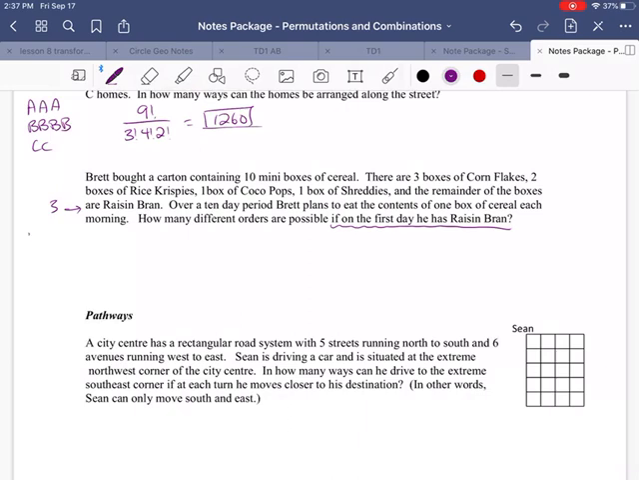Okay. So let's just go over what we have. We've got CCC, RR, Cocoa Pops, so P for Pops, S for Shreddies, and then 3 boxes of bran. So if he's got 10 days to deal with here, and on the first day he needs to have bran, there's 3 boxes for him, right? So he can pick one of those 3. And then it doesn't matter what he does on the other days, so 9, 8, 7, 6, 5, 4, 3, 2, and 1.